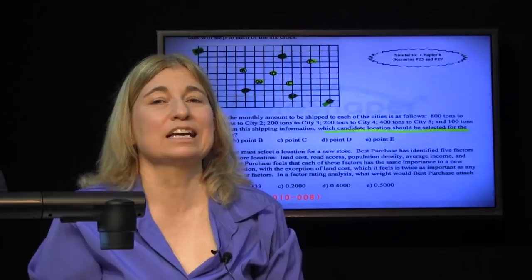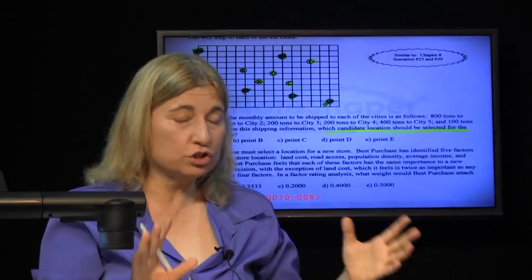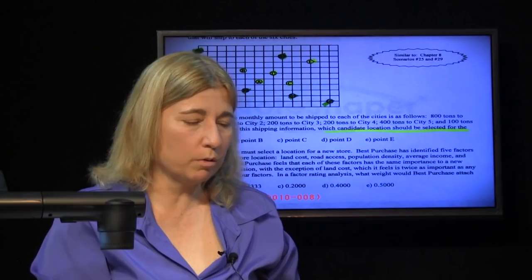This is a center of gravity problem, right? There's a grid. What are the symptoms? There is a series of destinations that need to be served. We're just trying to pick one point to serve all of them. We've reduced this to a grid like it was a game board. That's center of gravity.